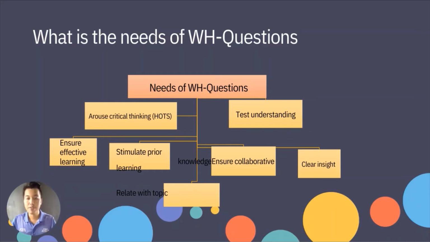And then next one, number 5, collaborative. Like I said before, you will have to communicate with your partner as well as your teacher to discuss the case and brainstorm the solution together. And then number 6, we have clear insight. It means you will know the process and be able to think of the things that you will do throughout the process.